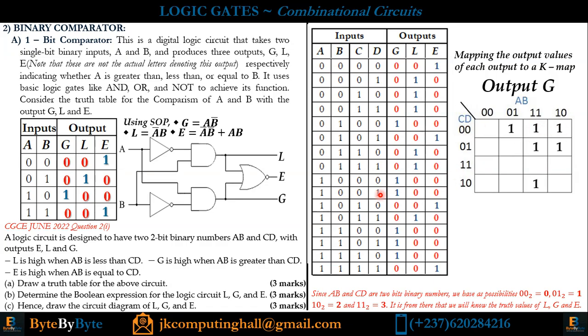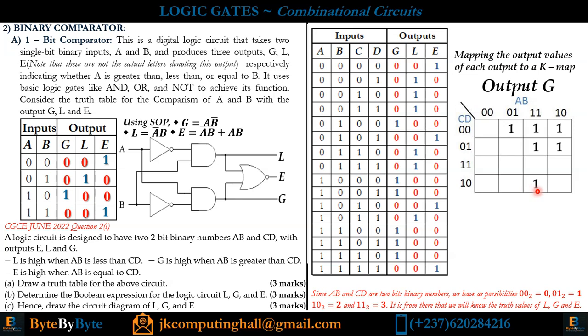This is where we are. When you come to this one, AB 10, CD 01. So this is the value here. When you come here, AB 11, CD 00. When you come to this particular one, AB 11, CD 01. This is where we are, 1101. And lastly, 1110. This is what we have. So this is how we are mapping.